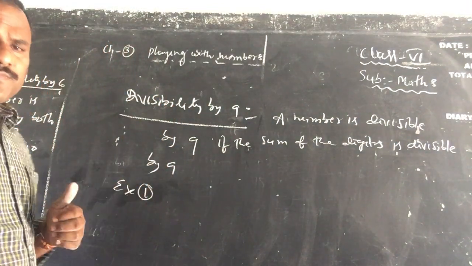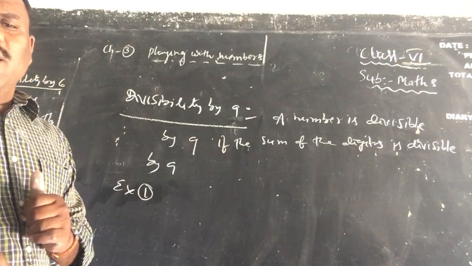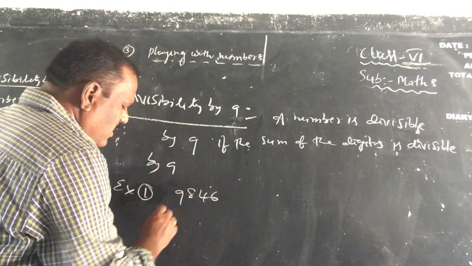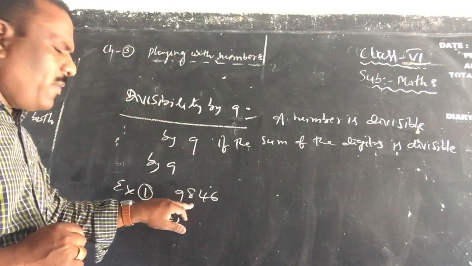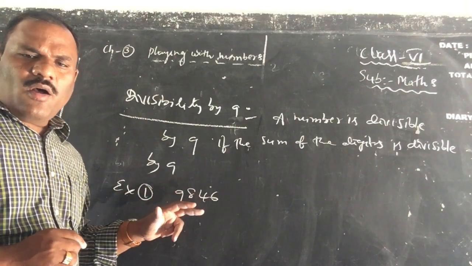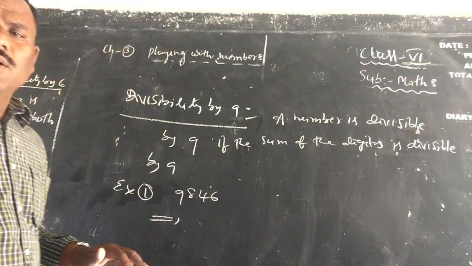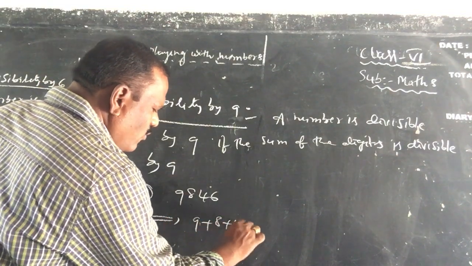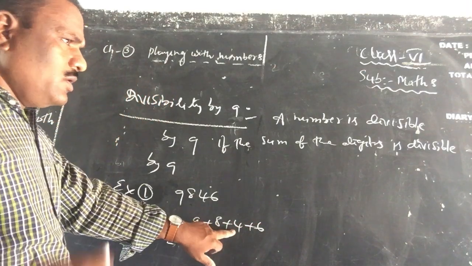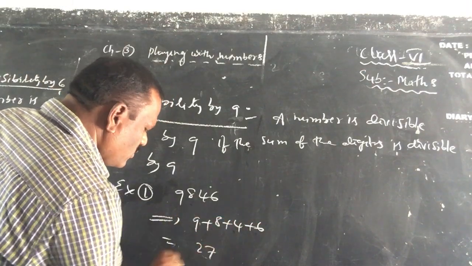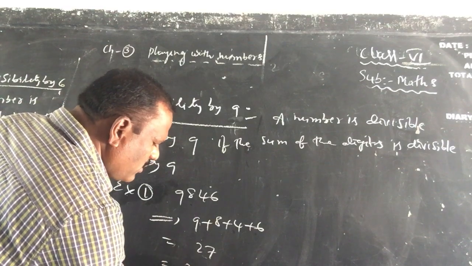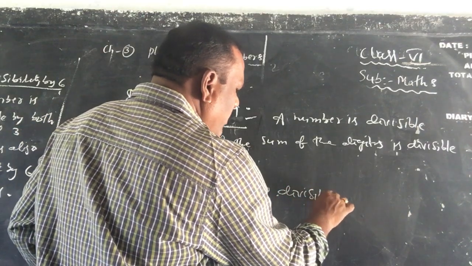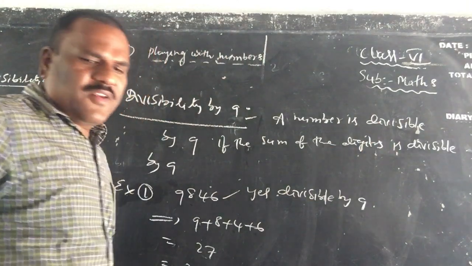Example 1: 9846. Whether this number is divisible by 9 or not. For that, children, we have to write the sum of these digits. 9 plus 8 plus 4 plus 6 implies 17 plus 4 is 21, plus 6 is 27, children. Therefore 27 divided by 9 equals 3. So yes, this number is divisible by 9.